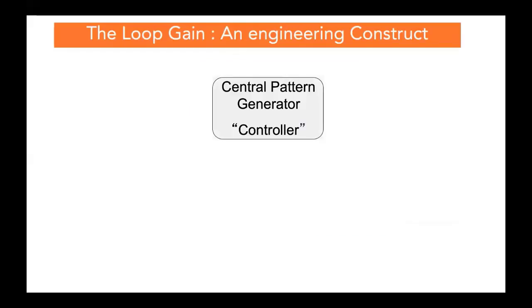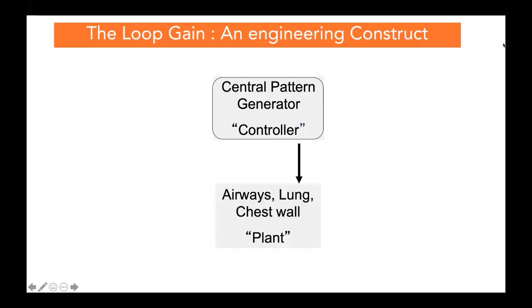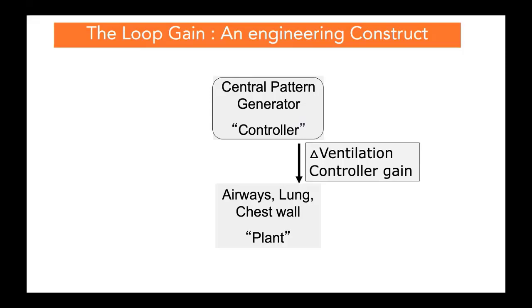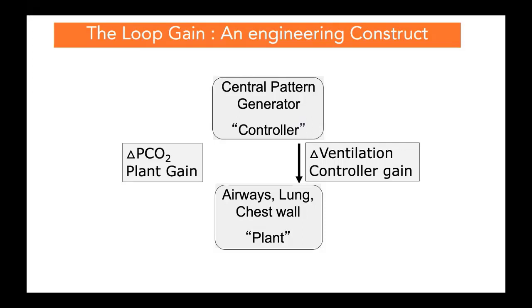So this construct is, we think of a generator, which is a controller, and that controller changes the chemical stimuli at the airway and the lungs, and then through changes in ventilation, and the changes in the plant will change CO2, and then will produce another change. So it's a cycle. So these are two terms that are important. The brain and the generator is the controller. It's what controls the breathing. And the controller affects the plant. The plant is the lung, chest wall, airways.